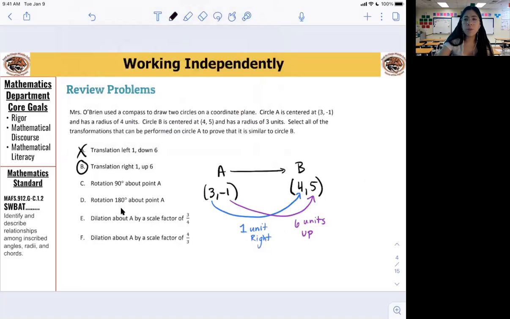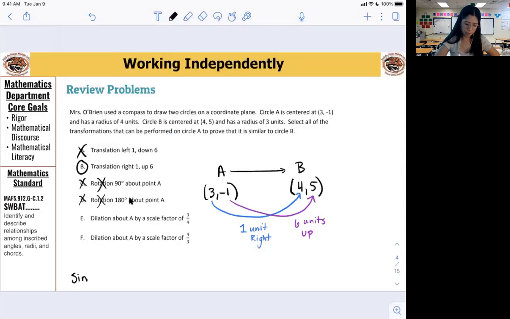Now, rotations. If I rotate a circle, am I changing anything about it? So do you need to use a rotation at all? No. Think about a wheel. If you rotate a wheel, it's not changing anything about the size of it. It's not changing where it's located. You're just rotating around and around and around. Nothing changes. So rotations are not used when you're trying to figure out if they're similar.